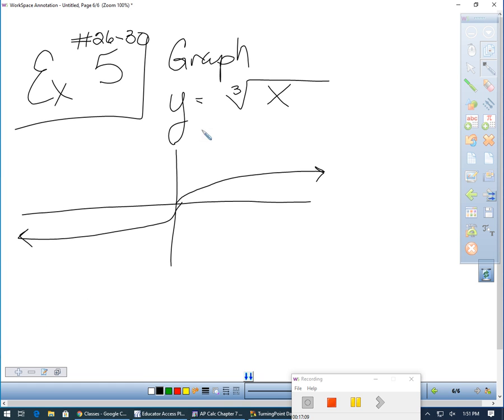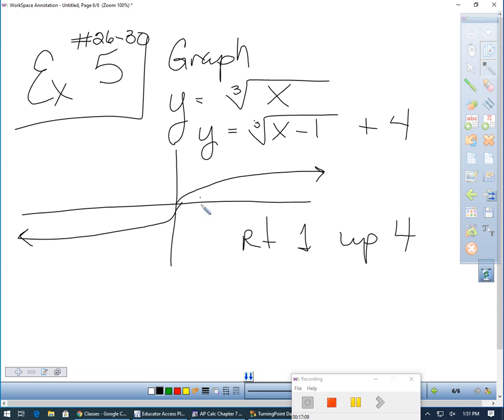So if I ask you to graph y equals the cube root of x minus 1 plus 4, what are we going to do to that function? Good. Right 1, up 4. So we're going to take this function, and we're going to take it to the right 1 and up 1, 2, 3, 4. And now our new function will be up here. Well, that wasn't very straight, but you know what I mean. Okay? So we're just taking that function and translating it. That's it.